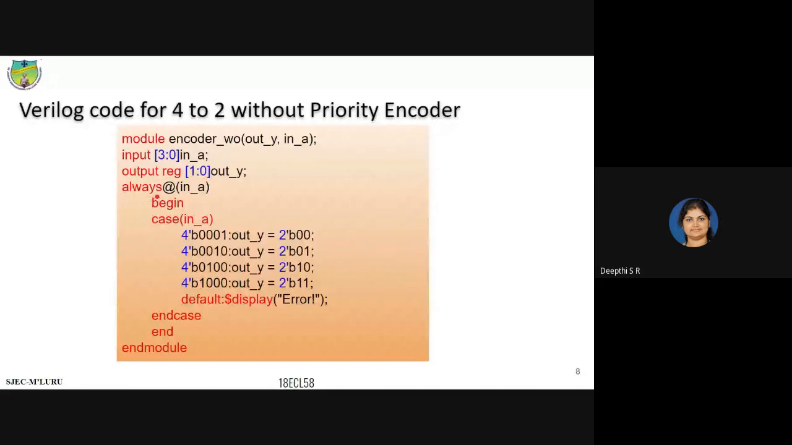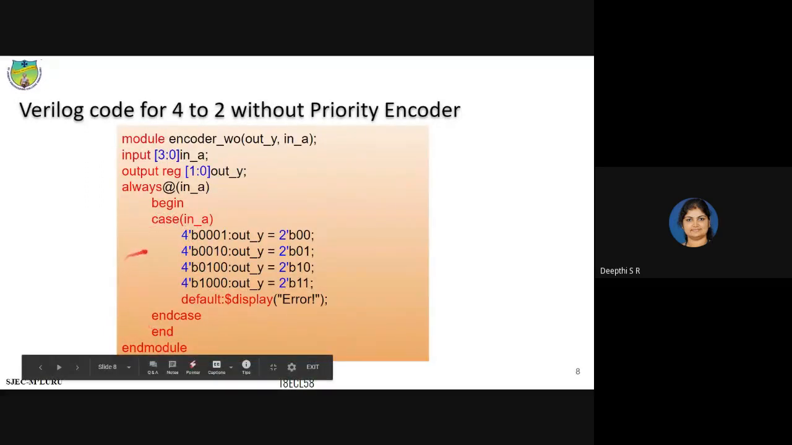Okay. So then you have the always block. If you want to execute the statement in the loop fashion, then you have to use the always block. And inside the bracket, you have to write the variable. So you are monitoring the inputs, that is in underscore A. So I have written inside the bracket. So then you have a set of statements to be executed. So we have the begin and the end statement. And inside the begin, we are starting with the case.